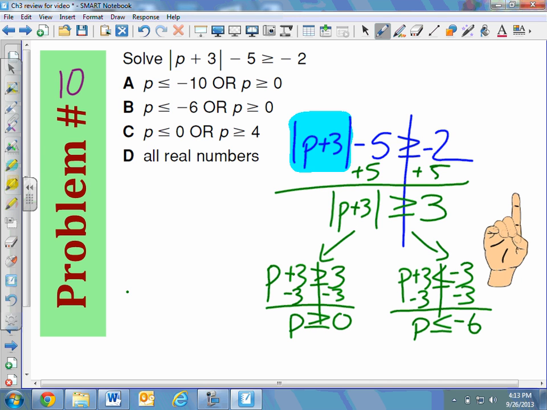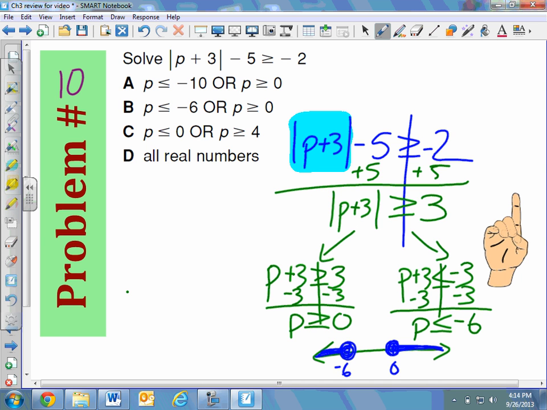Because if I was to graph this, you don't need to graph it, but I'm going to graph it for you. If I was to graph this, -6 right there and the 0 right there, at the 0 it's a closed circle, but it's going this way. And at the 6, it's a closed circle, but it's going the other way. So it's like the oars of a boat. Remember that? So this is an or problem.